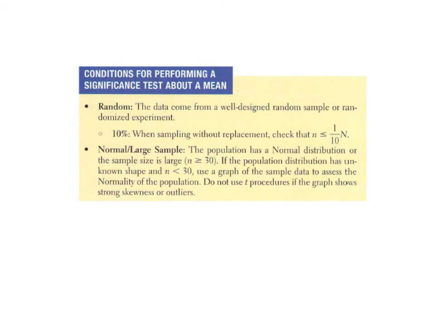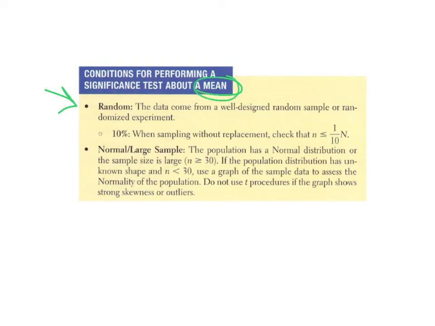Okay, so let's talk about our conditions for performing a significance test about a mean. This is the same as we did before when we did confidence intervals. A lot of this stuff is the same. And again, we're performing basically the same thing that we did when we were doing significance tests about a proportion. We're just changing a few things. So we're going to try to be very quick about this. So our conditions are still pretty much the same.